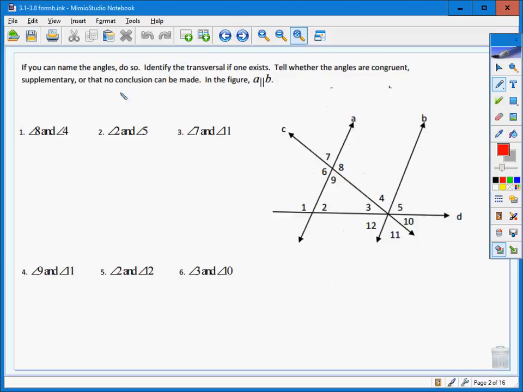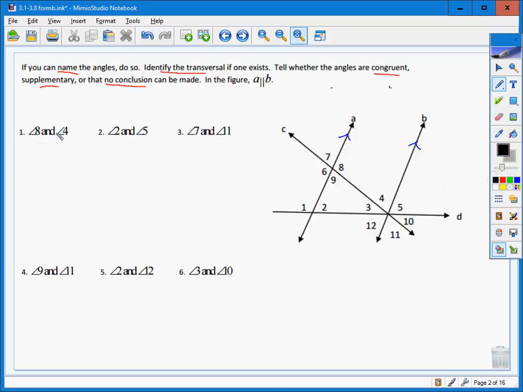In this first set of problems, if you can name the angles, do so. So we're going to name them. That's the first thing we're going to do. We're going to identify a transversal if one exists, and we're going to state whether the angles are congruent or supplementary, or that there's no conclusion. And they told me that line A was parallel to line B.